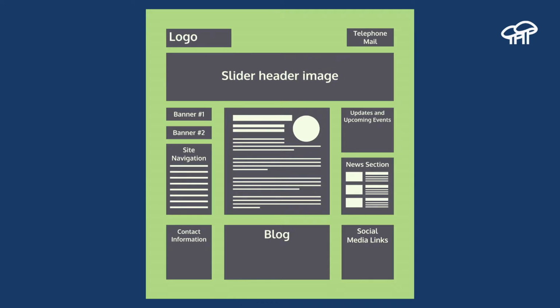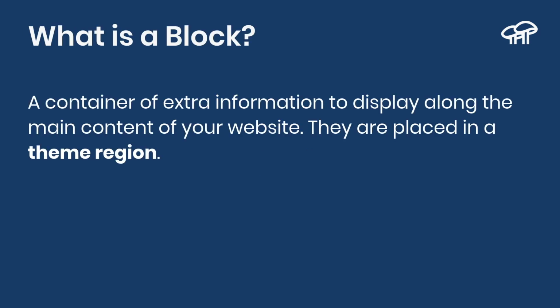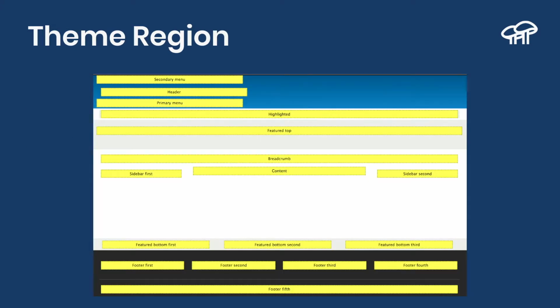We still have things around. What are those things that are around? Usually those are blocks. So what is a block? Block is a container of extra information that goes along the main content of the site. Blocks are placed in something that is called theme region. What is a theme region? If you install Drupal by default, it comes like with a blue shade. There is a theme called Bartik, and that Bartik theme defines a lot of regions. In this case, they are shown in yellow.